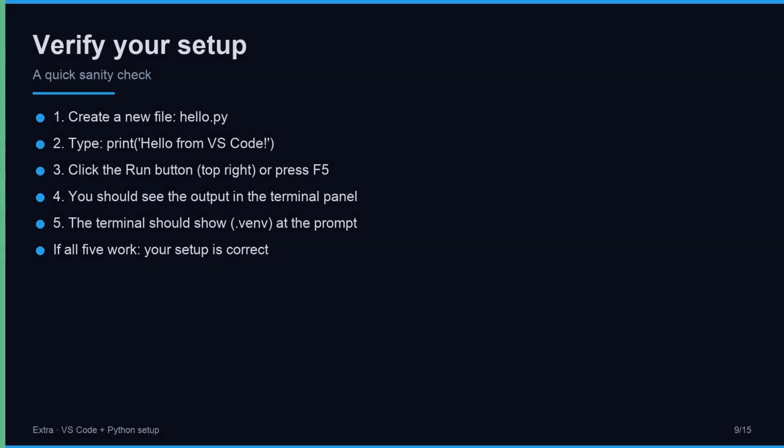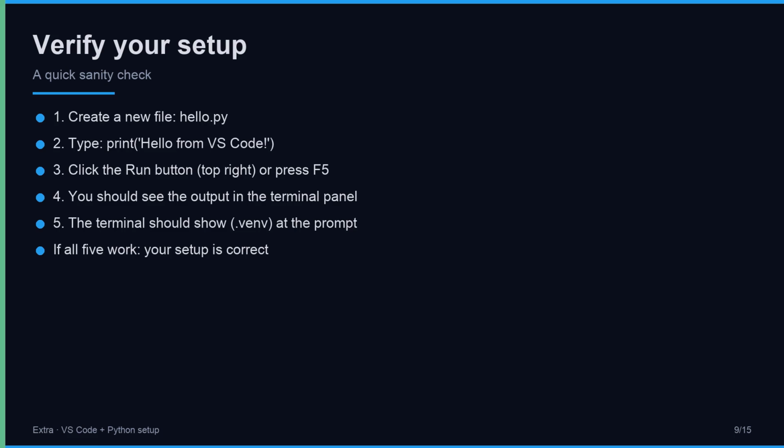Create a new file called hello.py. Type print of hello from VS Code. Click the Run button in the top right corner, or press F5 to debug. You should see the output in the terminal panel at the bottom. And the terminal prompt should show .venv in parentheses, meaning VS Code is using your UV virtual environment.